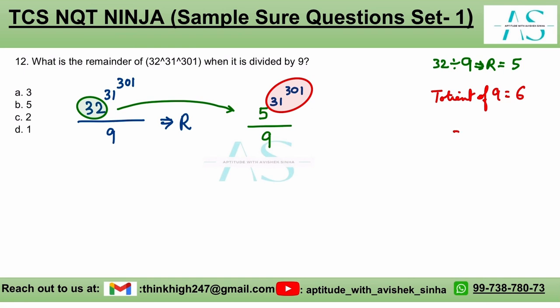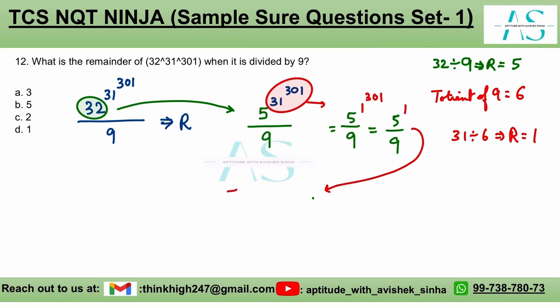So if you divide 31 by 6, you get the remainder as 1. So this becomes ideally 5 by 9. And since we have got the remainder as 1, so 31 is 1 to the power 301, which can be further written as 5 by 9, 1 to the power any value, we can write it as 1. So ultimately this is 5 upon 9.